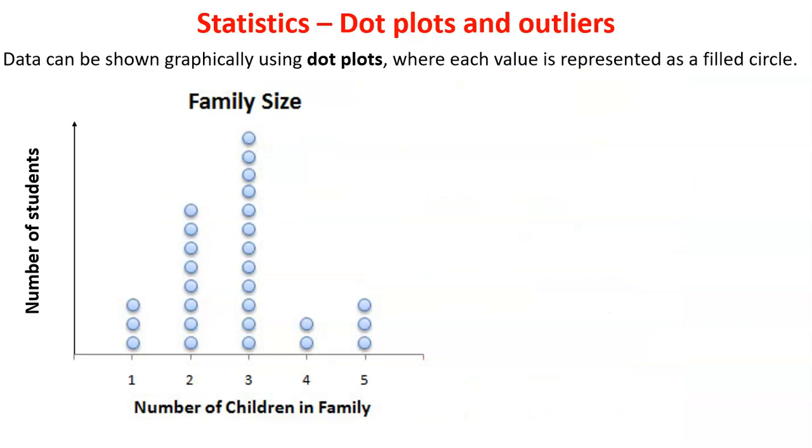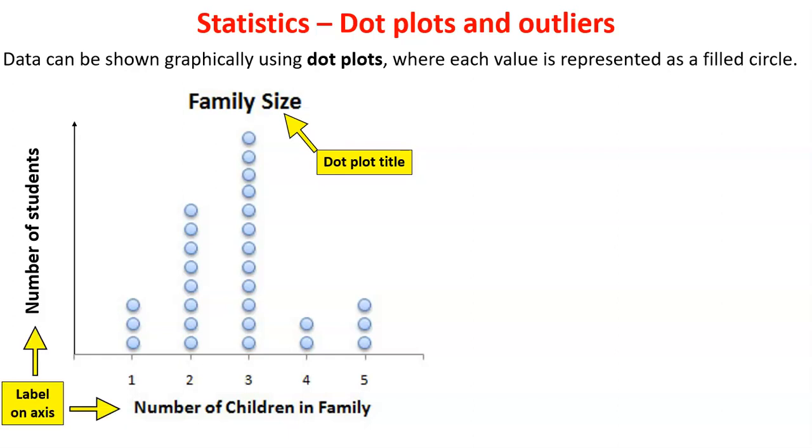So data can be shown graphically using dot plots, where each value is represented as a filled circle. Okay, so we've had data not necessarily shown to us in a picture, but it is a good way to show some of our data, and it's used commonly in statistics. So a couple of the important points with regards to a dot plot. Well, we can see that we've got a title. So if we were going to create a dot plot, we should be putting a title on our dot plot. In this case, it's talking about family size.